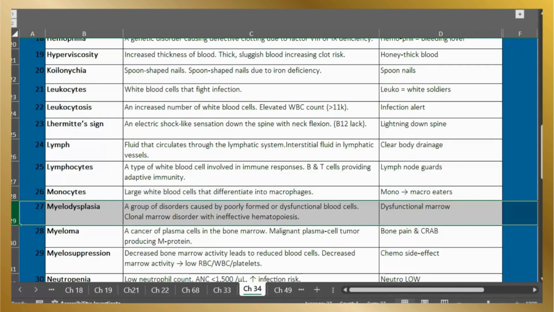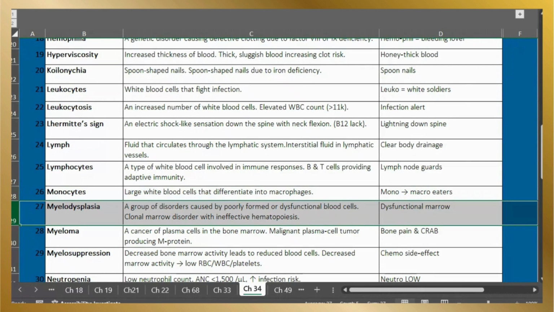So it's a group of disorders caused by poorly performing, dysfunctional blood cells. Clonal marrow disorder with ineffective hematopoiesis, dysfunctional marrow. So they can make progress to acute leukemia.